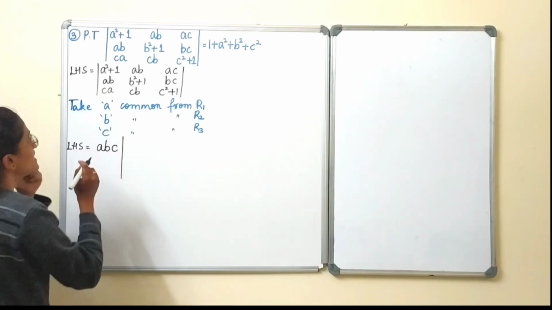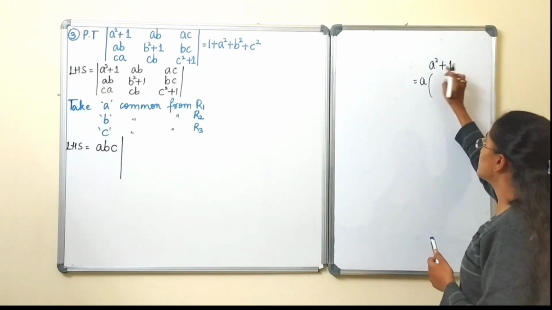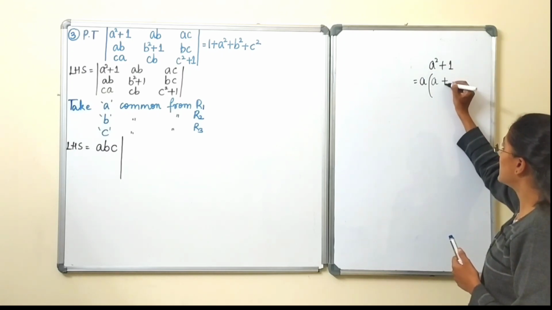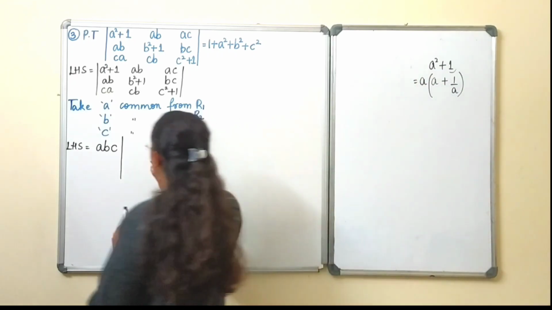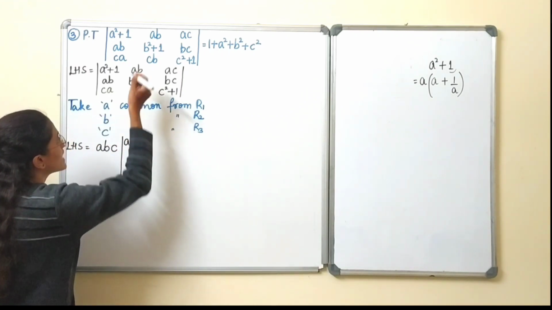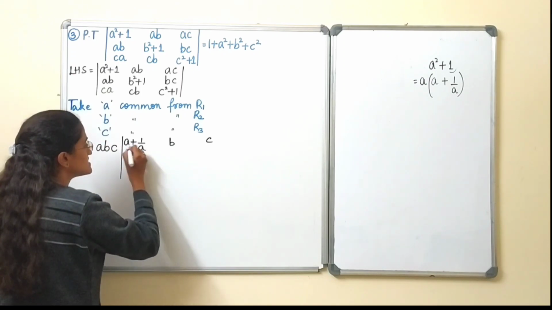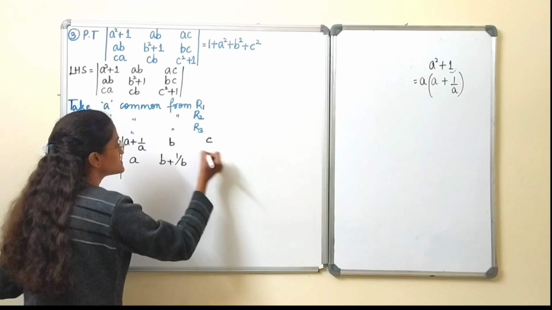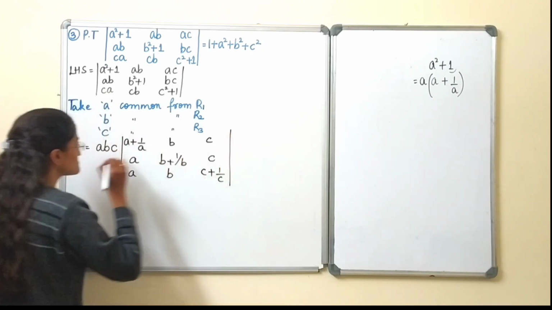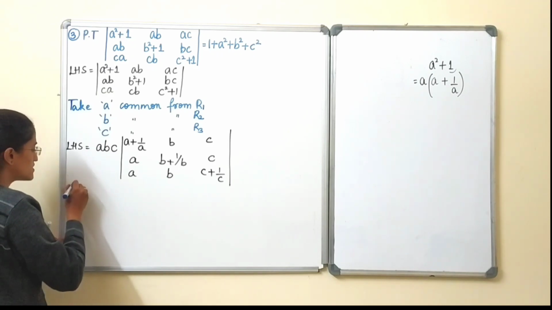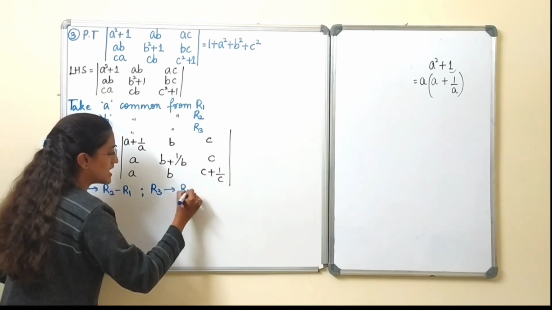Now the leftover elements will be, if you are now having A square plus 1, and you take out A common from this term, A will be left over, plus from 1, if A is taken out common, you are left with 1 by A, and hence the first element will be A plus 1 by A, and the second element B, then C. Again B from R2 is being taken out common, and hence in the same fashion B plus 1 by B, and the third term C. In the third row again we have A, B, C plus 1 by C. Now we shall apply the operation R2 changes to R2 minus R1, simultaneously R3 changes to R3 minus R1.